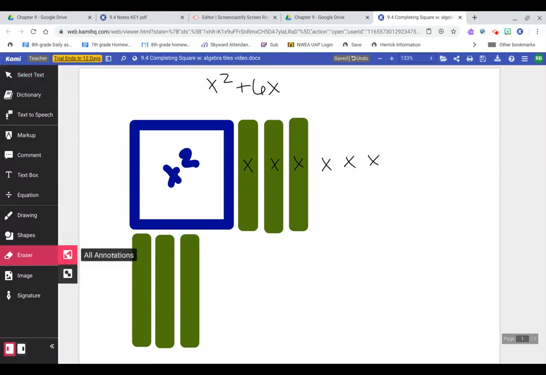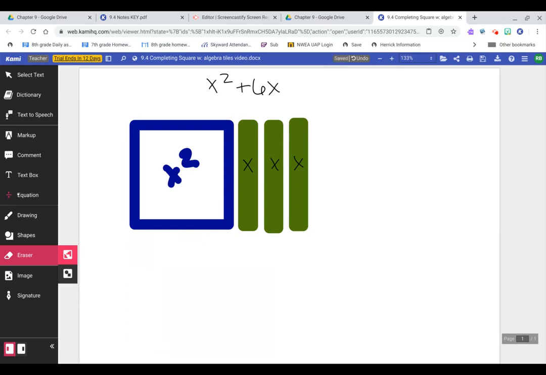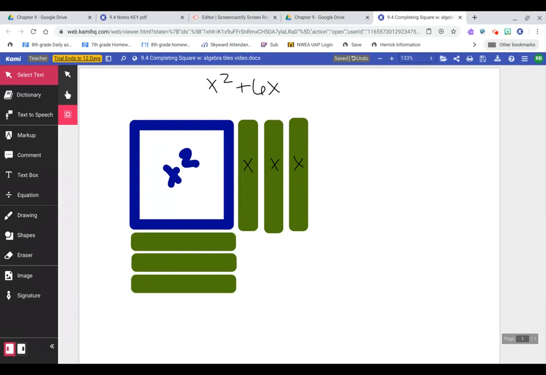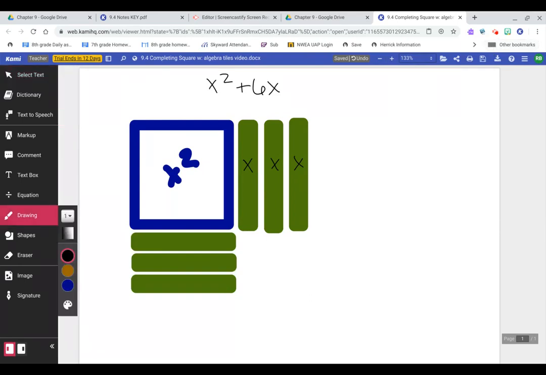This didn't make it look exactly like a square, unfortunately. So how do you think we can manipulate it and make it look like a square? Well, if somebody said, why don't you rotate these, that would work. So now I have my x squared plus 6x rearranged so that 3 of the x's have moved horizontally.